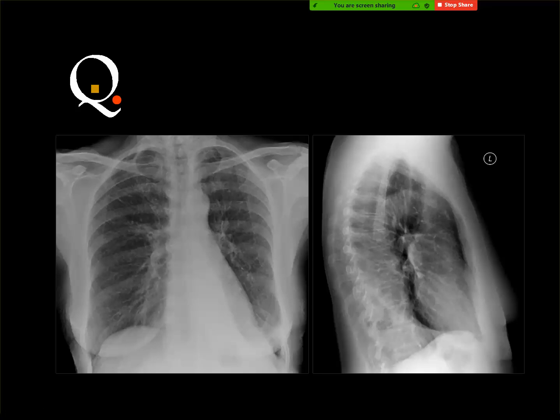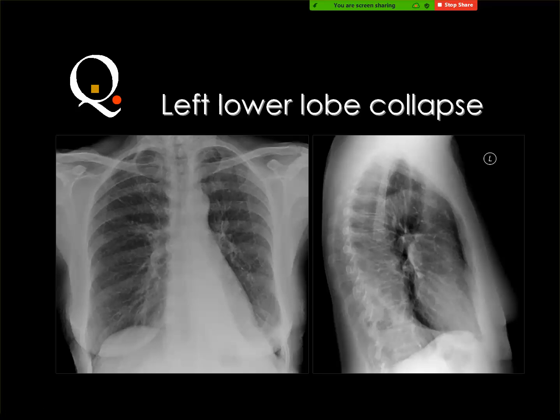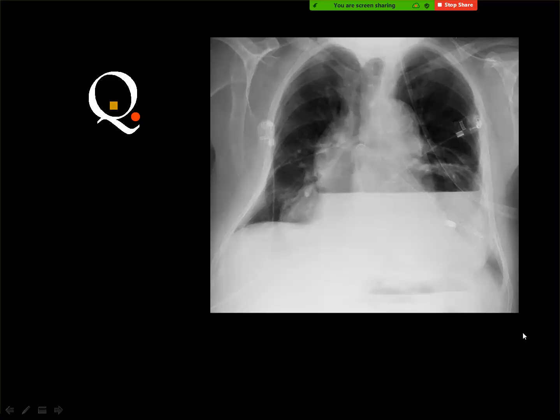Lower lobe collapse. Left lower lobe collapse. Yes, very good. This is also a famous film in the exam, a triangular opacity posterior to the heart, and in the lateral view, it is projected on the spine, and this is the classic appearance of left lower lobe consolidation and collapse.